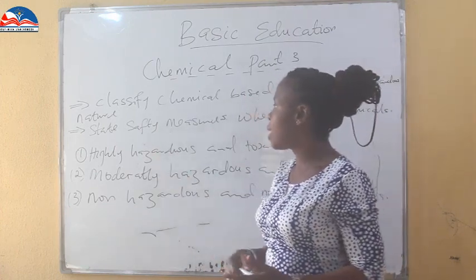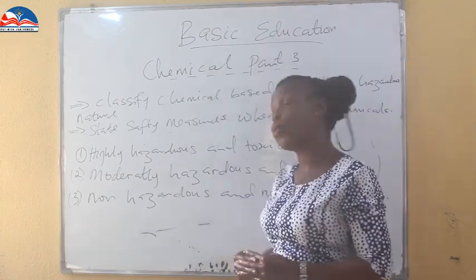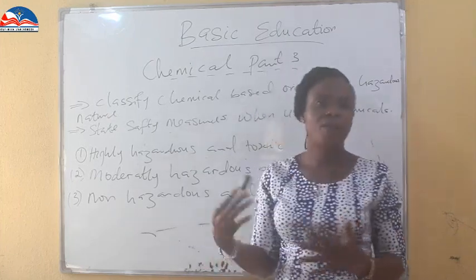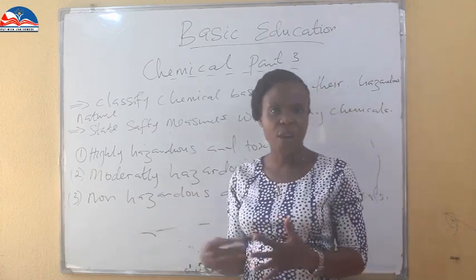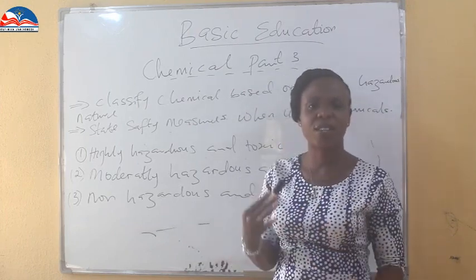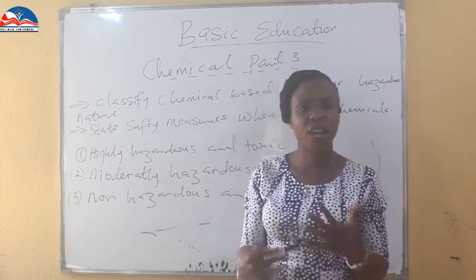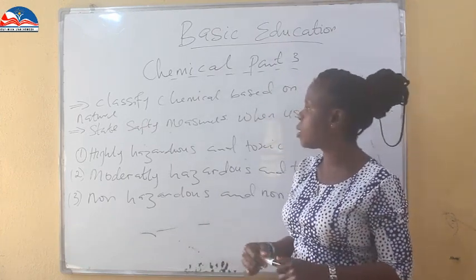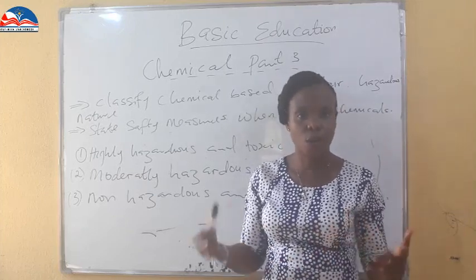Now we're going to look at safety measures when using chemicals. What are the safety measures we have to put in place when we are handling our chemicals, be it pharmaceutical, industrial, cosmetic, or agro? How do we handle each of these chemicals? How do we handle chemicals that are highly hazardous? How do we handle chemicals that are moderately hazardous? How do we handle chemicals that are non-toxic, non-hazardous? That will be our second objective. So let's see how these chemicals can be handled and how we can keep them safe from hurting us.